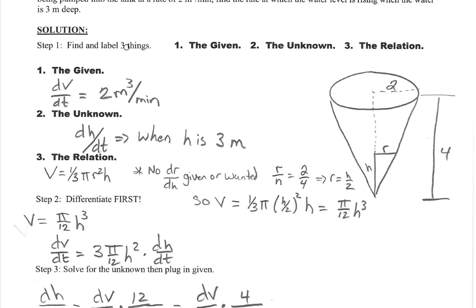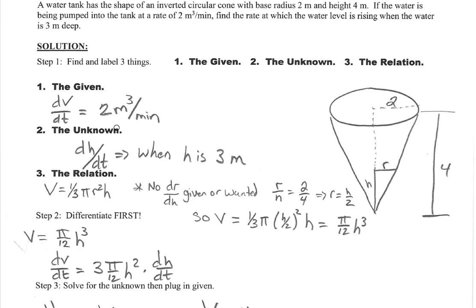Okay, so step 1, find and label these 3 things: the given, the unknown, and the relation. Well, we're given that the change in volume with respect to time is 2 meters cubed per minute. It's being pumped into the tank at a rate of 2 meters cubed per minute. The unknown is the rate at which the water level is rising when the water is 3 meters deep. So we're looking for the change in the height with respect to time when h is 3 meters. Water level and its height at 3 meters deep.